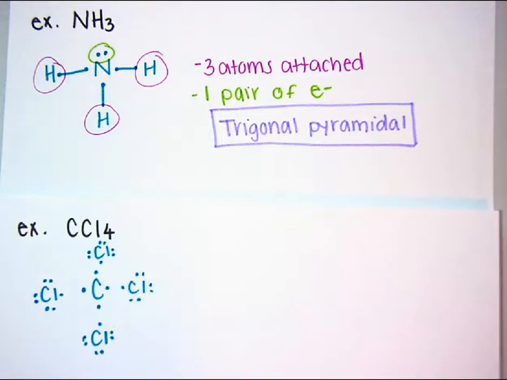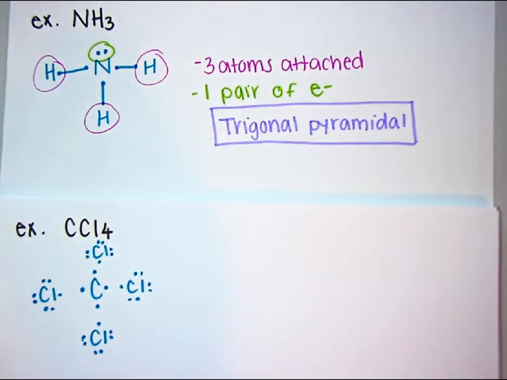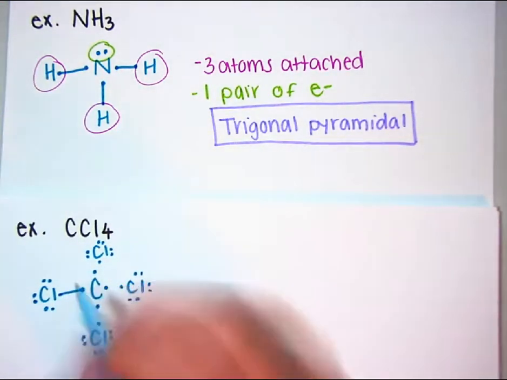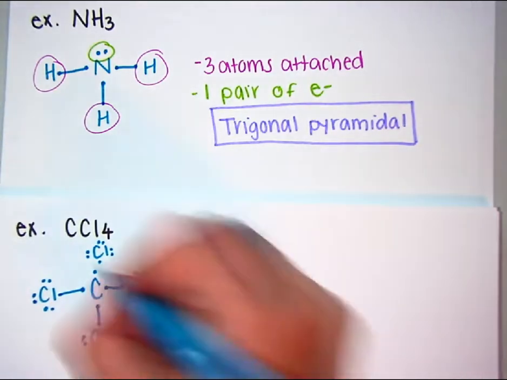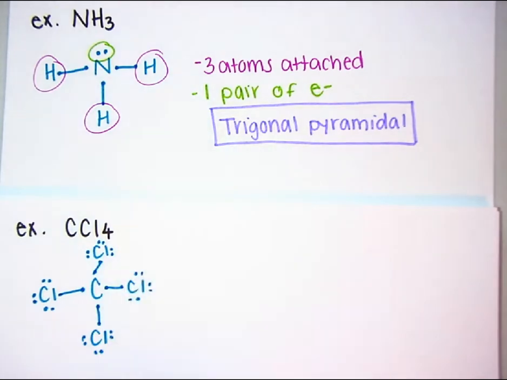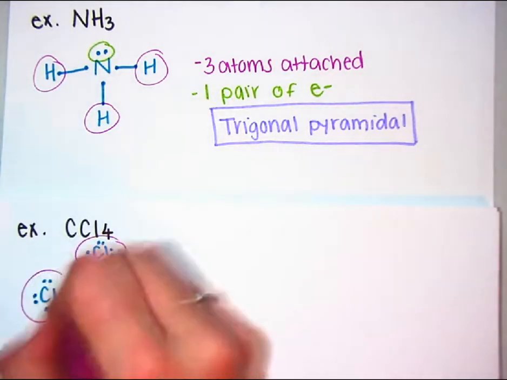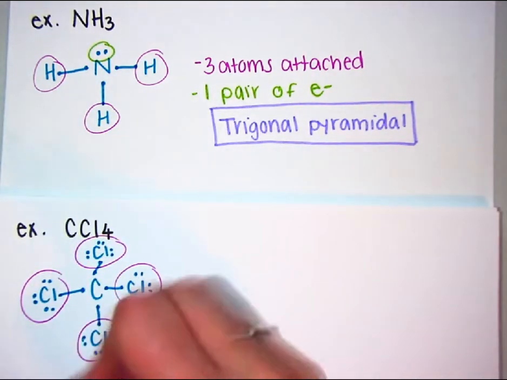Remember, we never want to touch our pairs of electrons, but if we have unpaired electrons, they can be shared and we can form bonds. So that is step 1. Step 1, draw your Lewis structure. Step 2, how many atoms are attached to the central atom? 1, 2, 3, 4.